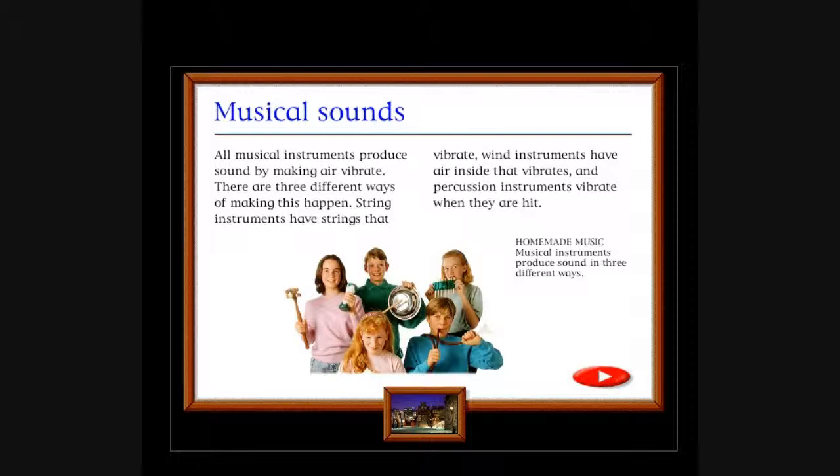Musical sounds. All musical instruments produce sound by making air vibrate. There are 3 different ways of making this happen. String instruments have strings that vibrate. Wind instruments have air inside that vibrate. Percussion instruments vibrate when they are hit. So all of them make sound by making air vibrate.